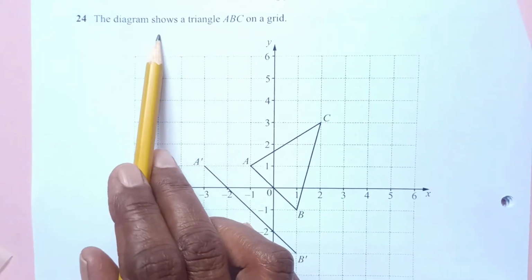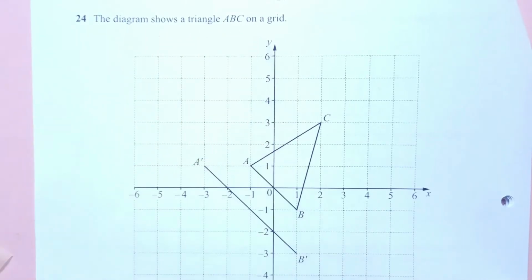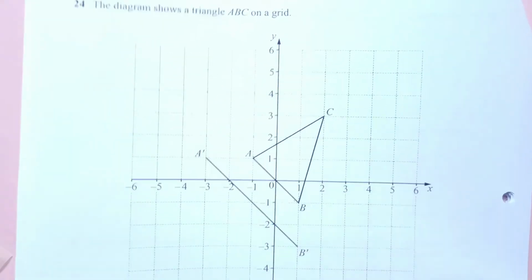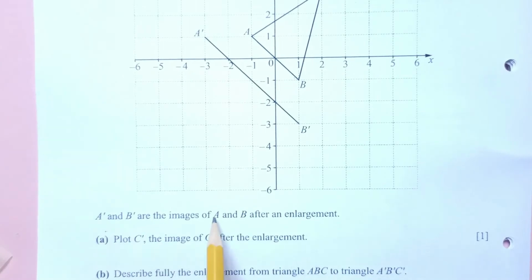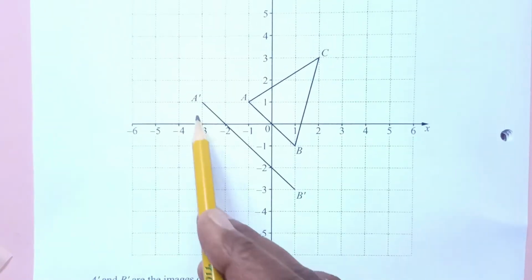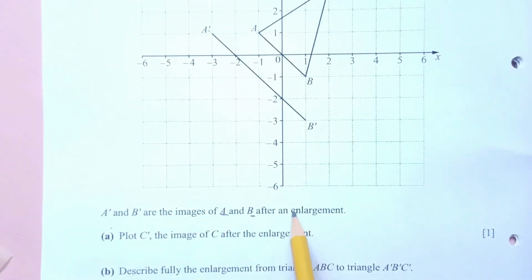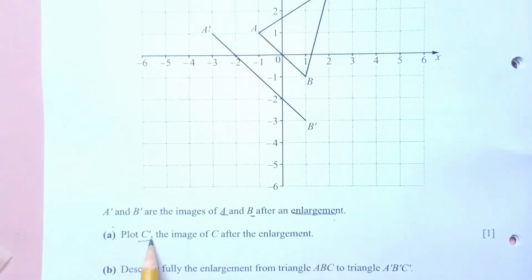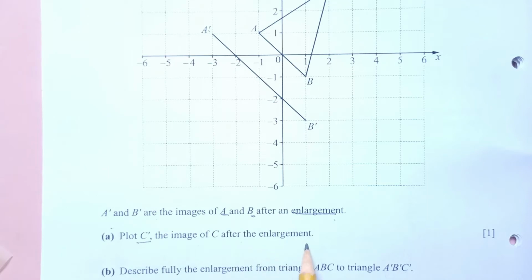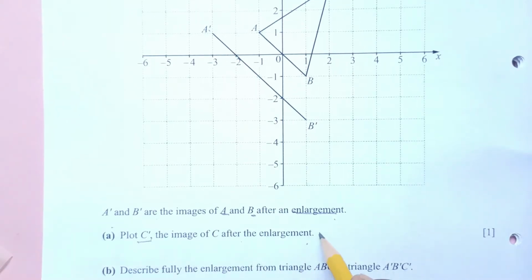The diagram shows a triangle ABC on the grid. You can see this triangle ABC. A dash and B dash are images of A and B. So A dash is the image of A, B dash is the image of B, after an enlargement, right? So plot C dash, the image of C after the enlargement. Now you need to be very careful because we are not given the center here.